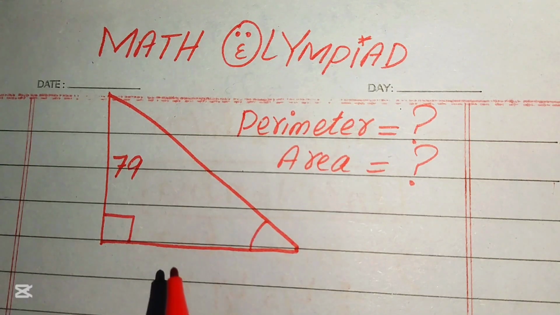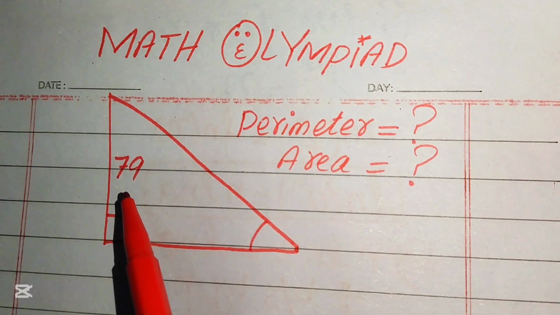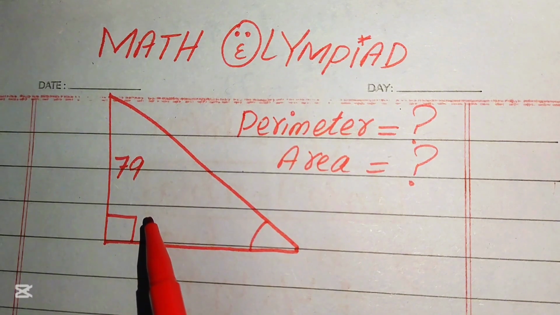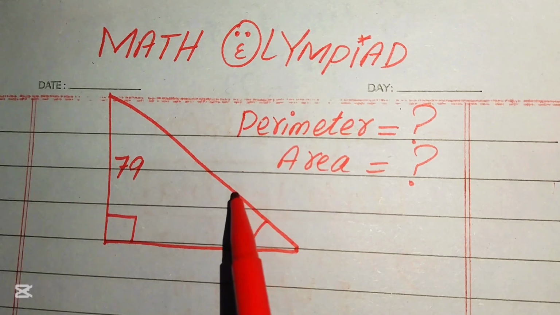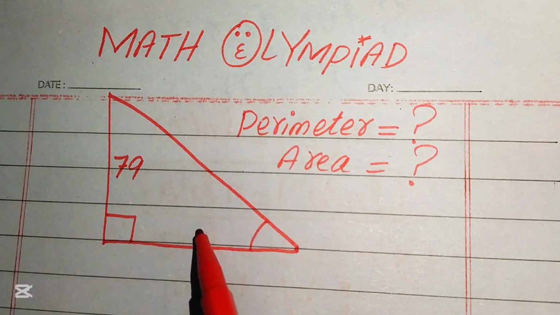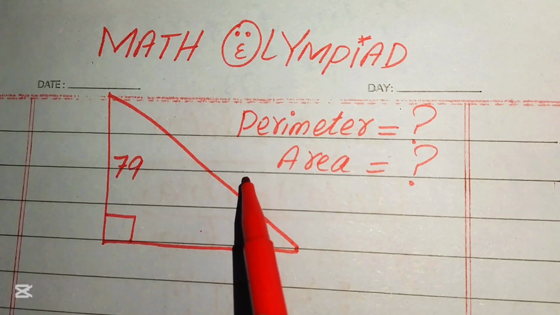So here we have a nice right triangle in which one side length is 79 and one angle is 90 degrees. So it means that this is a right triangle, and here we need to find the perimeter as well as the area of this right triangle. So according to this information, we will need to find the perimeter and area.